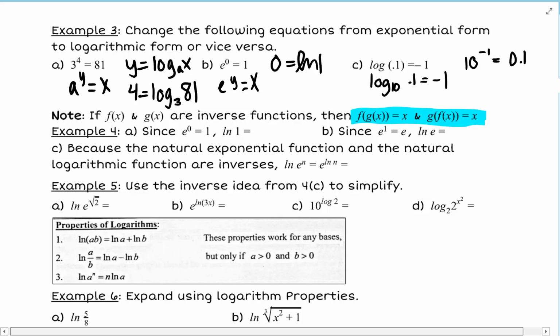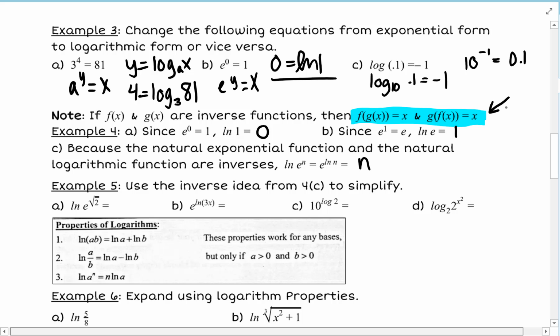Example 4. Since e to the 0 equals 1, natural log of 1 is equal to 0. And since e to the 1 is equal to e, then the natural log of e is 1. Because the natural exponential function and the natural logarithmic function are inverses, the natural log of e to the n is equal to e to the natural log of n, and that is equal to n.